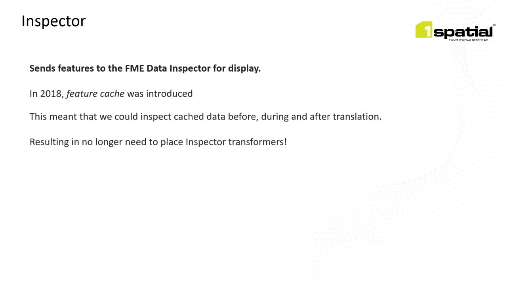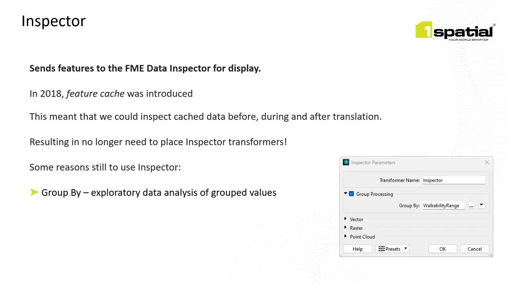Now, the Inspector transformer sends features to the Data Inspector. Data Inspector is a separate application to the visual preview. In 2018, feature caching mode was introduced. This meant that no longer do you have to place Inspector transformers all over the place. So unfortunately, the Inspector has become on the fringe, because you could explore before, during, and after the translation, as I showed earlier. Well, now there are some reasons I think to use the Inspector.